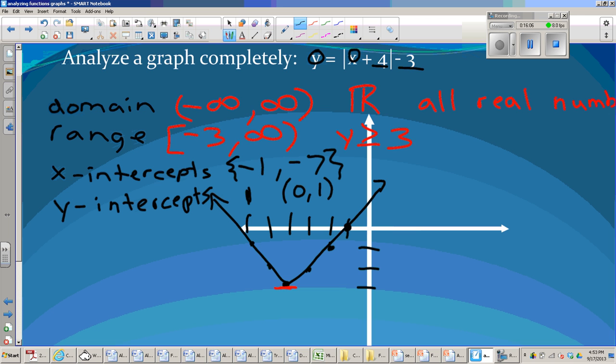Now let's look at determining the zeros, solutions and roots. Remember, all three of these mean the same thing, and they also have the same definition as the x-intercepts. So my roots are -1 and -7 for all three.